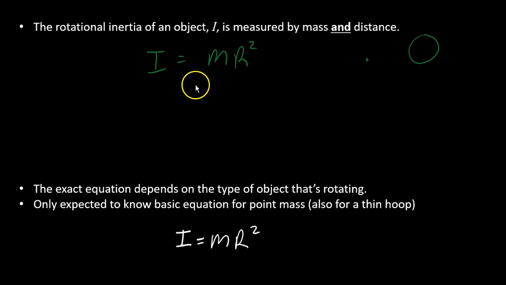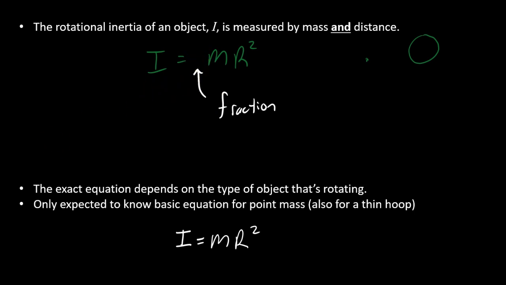Is it a hollow cylinder? Is it like a door that's rotating? This equation actually can change slightly. It's always going to have an m and an r squared, but there's going to be a different fraction right here. But that's entirely based upon the shape and how that object is rotating. Okay? You're only expected to really know this relationship right here. The inertia is based on mass and this r squared. For different shapes, you might have a different coefficient right here, but you wouldn't be expected to memorize that.